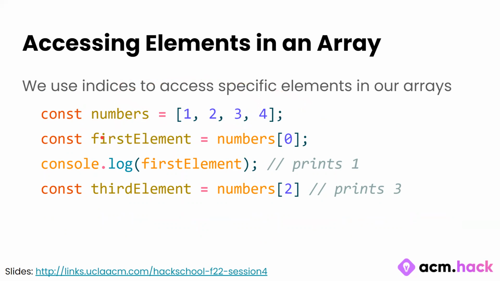And if I want its first element, I will use the 0th index. So I can do numbers and then these square brackets 0. And then now I can get the value within the first element, which is 1. So if I print it, it prints 1, which corresponds to this value. And similarly for the third element, if I do numbers index 2, which means the third element, then it prints 3 because it's the third element.